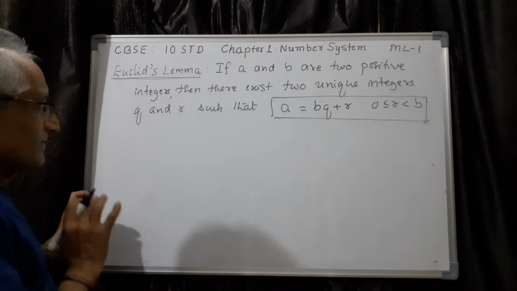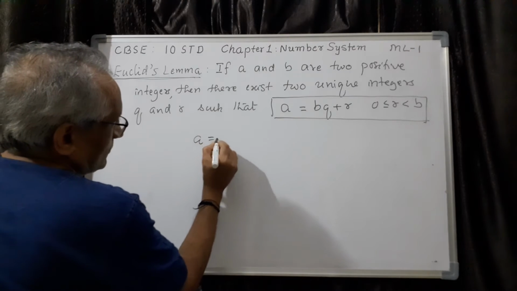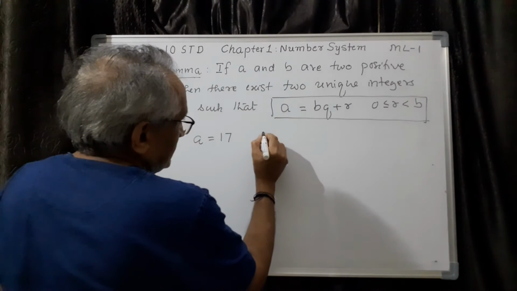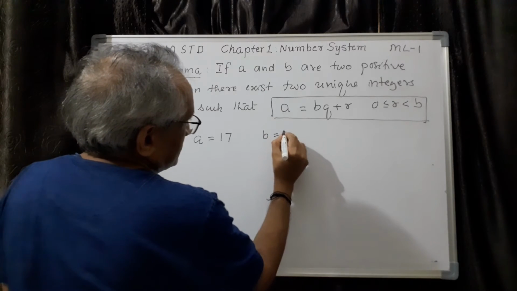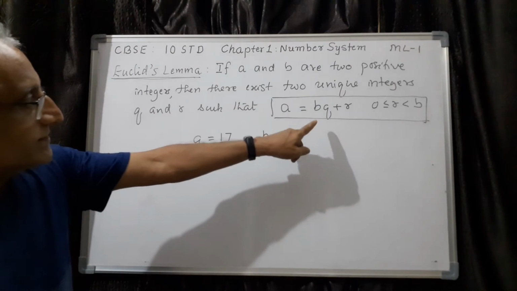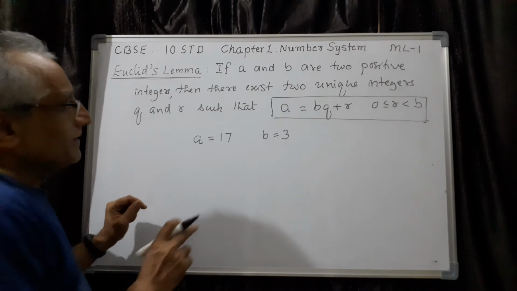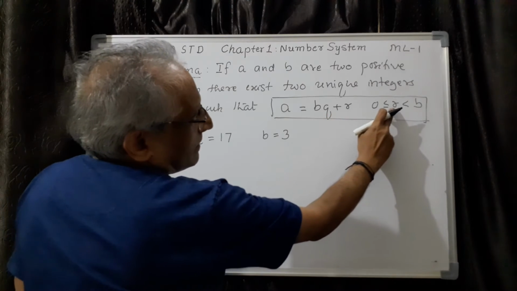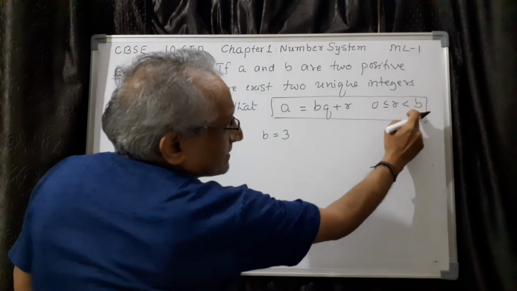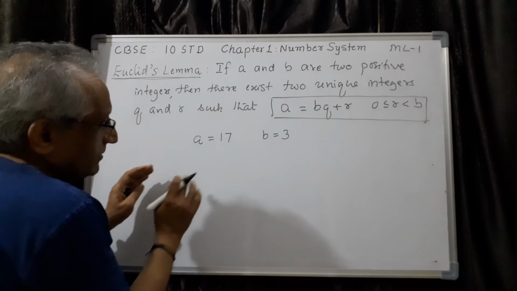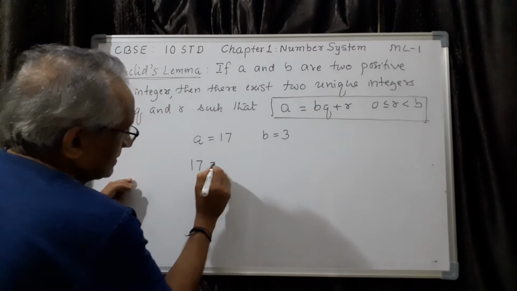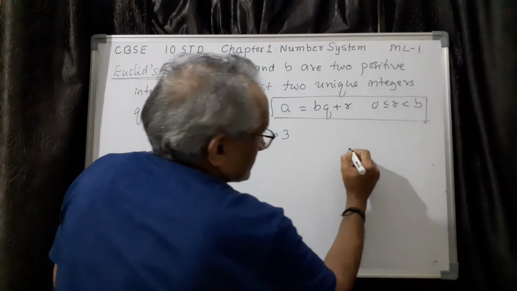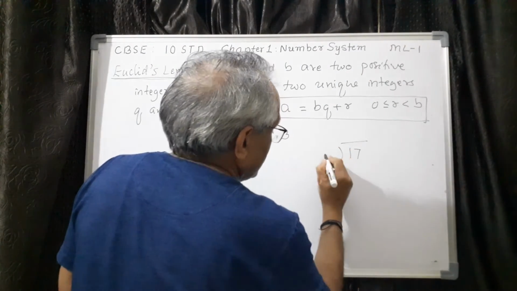Now once again, let me go back. Let us take, for example, a equal to 17 and b equal to 3. According to this lemma, I should be able to find one q and another r. The condition is that r should be either 0 or less than b, and it should be an integer. So 17 should be written in terms of b, q and r. If it is difficult for you, you have to do it like this: 17 divided by 3.